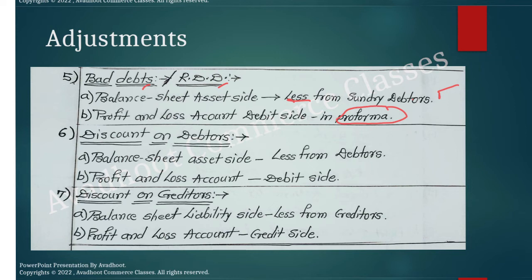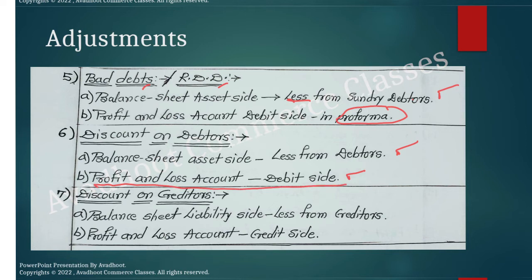Then the next one is discount on debtors. Just as I have explained, less from debtors and profit and loss account debit side. Discount means we allowed the debtors to pay us a lesser amount. Am I right? And that's why our customers are going to pay the lesser amount, which is our loss, that is to be taken to the profit and loss account, debit side.